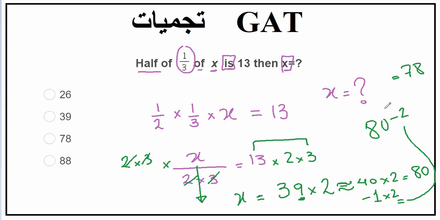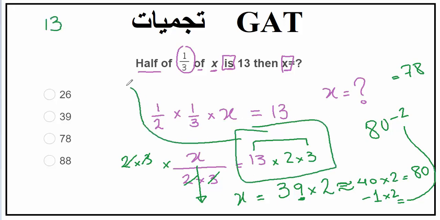78. You might be wondering, oh my God, this is such a long procedure. Why do I not just do 13 times 6? I know that this is my question. Why do I not just do this? That would actually be so much quicker.